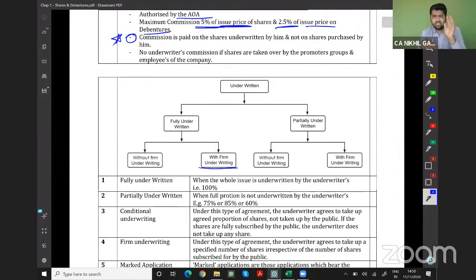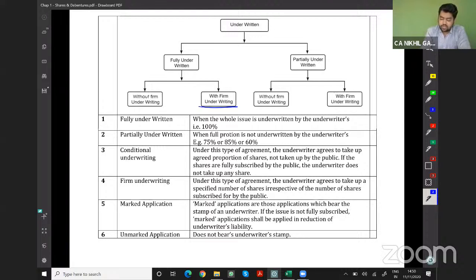We will read the definitions as well, don't worry. Full underwriting, 100% is taken. Partial underwriting, 75 or 85 or 60%, any example other than 100%. Conditional underwriting: under this type of agreement, the underwriter agrees to take up an agreed proportion of shares not taken by the public. If the shares are fully subscribed by the public, the underwriter does not take up any shares. Firm underwriting: under this type of agreement, the underwriter agrees to take a specific number of shares irrespective of the subscription.